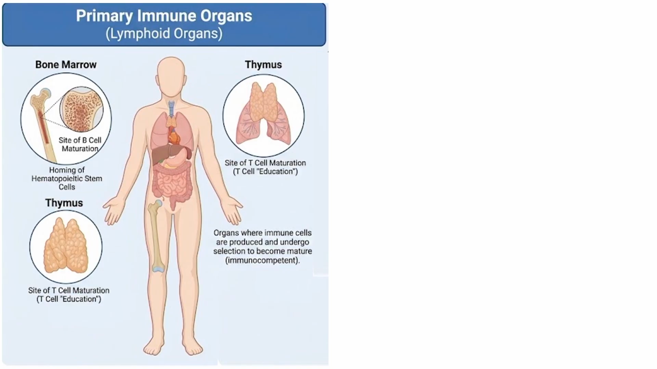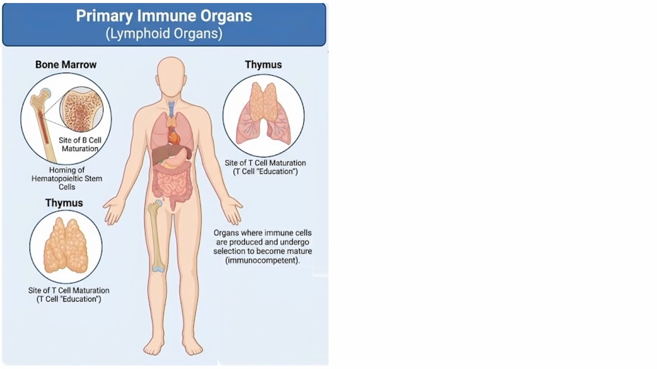So when we define the immune organs, there are two major categories: the primary immune organs and the secondary immune organs. The primary immune organs are actually lymphoid organs, and there are two major organs in that. First is bone marrow and the second is thymus.